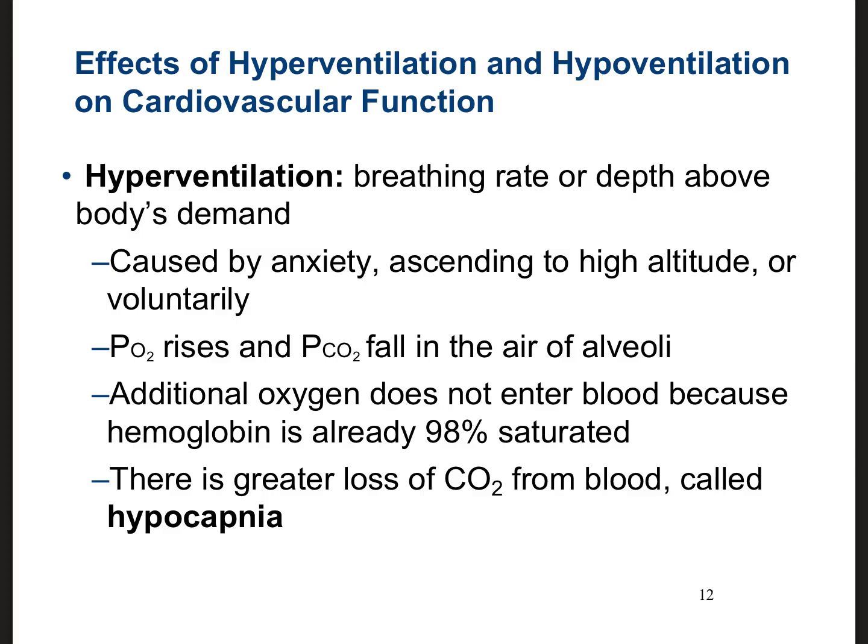Okay? So what happens? Oxygen rises, but carbon dioxide falls. All right? Additional oxygen doesn't enter the blood, but there's a greater loss of CO2 from the blood. And this is called hypocapnia. Hypo means low, capnia refers to CO2. If I have low CO2, what's going to happen to blood pH? It's going to go up. Okay? And that's called respiratory alkalosis. So hyperventilation can turn to... Yes. Right?